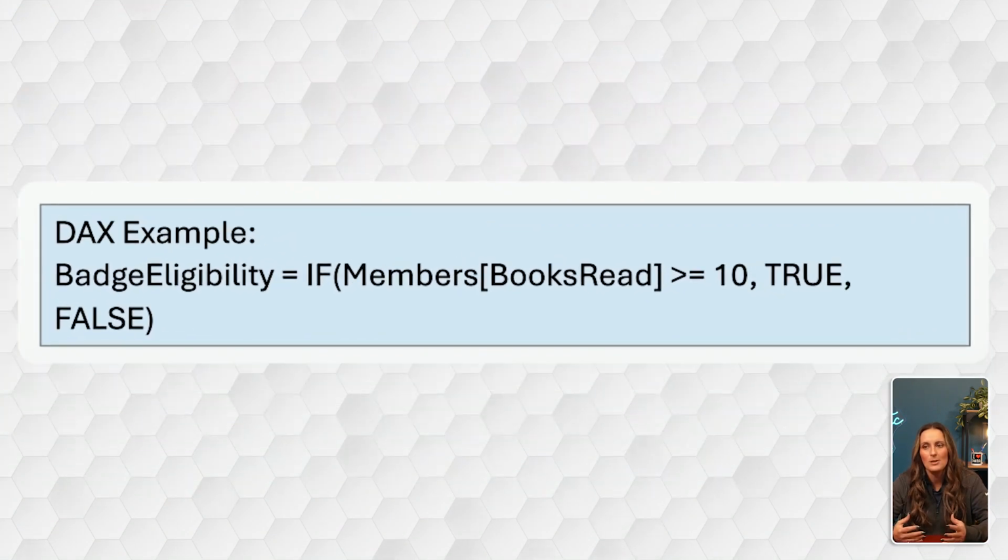For my example here, I have a badge eligibility example. So if a student or a member reads a certain amount of books, then they are eligible for a badge, true. If they do not read that amount of books, then they are not eligible, false. So let's go ahead and head over to my laptop and see this in action.